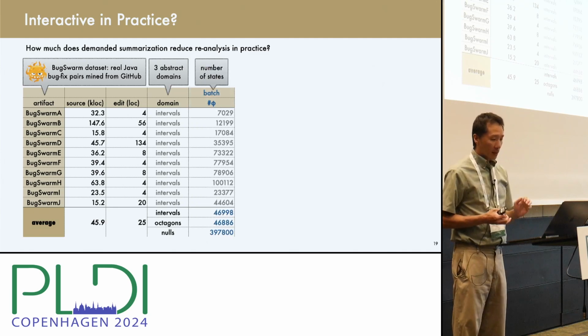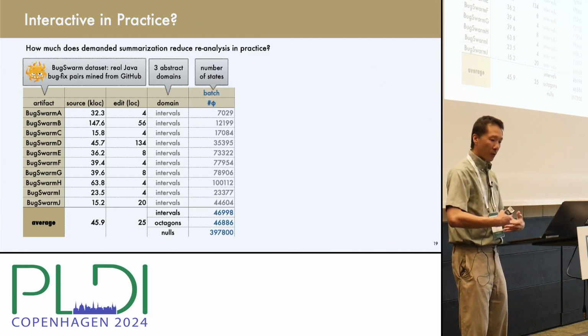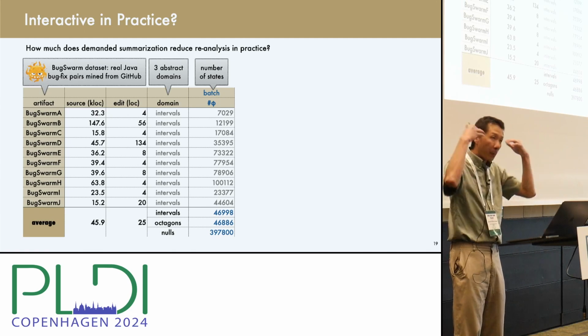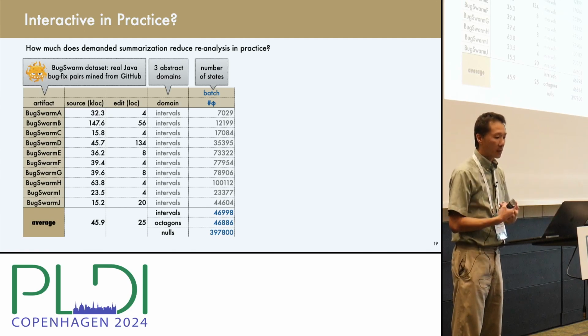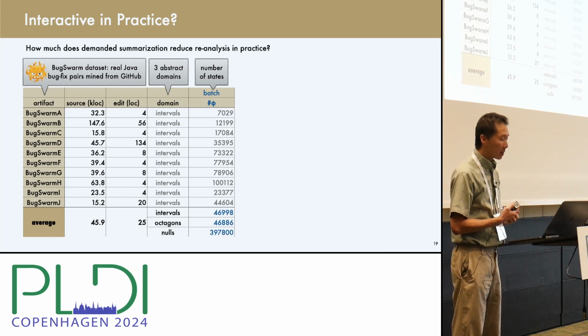And then now on the initial version, we run the batch analysis. So that's, imagine the overnight run, right? That's the number of states that get computed by that batch analysis.